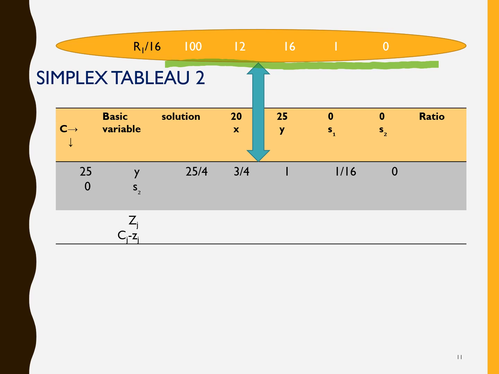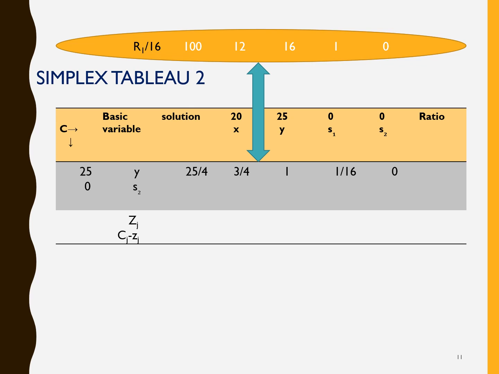When we do this, we find that 100 becomes 25 by 4. This is the lowest form. 12 upon 16 makes a lowest form of 3 by 4. Then 16 on 16 is 1. 1 on 16 here. 0 on 16 is 0. That's how we construct the row 1.